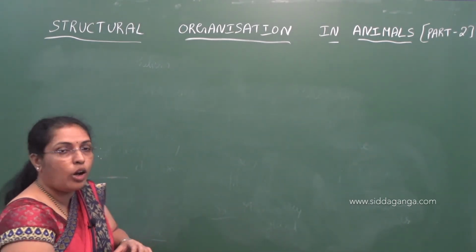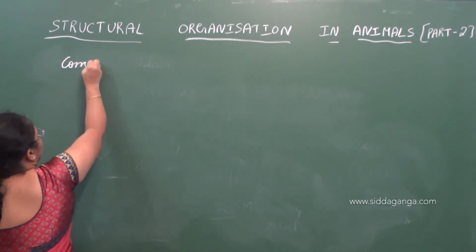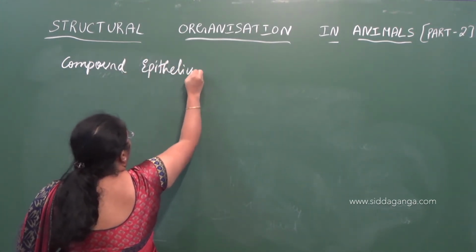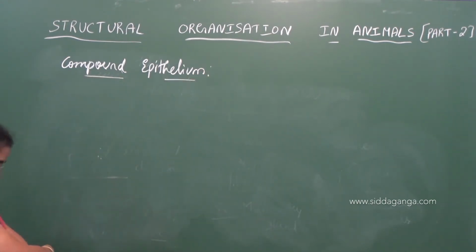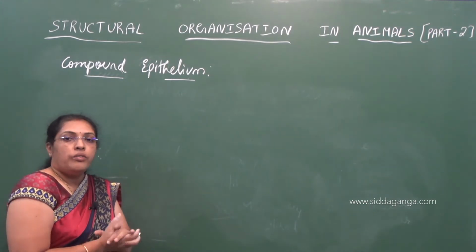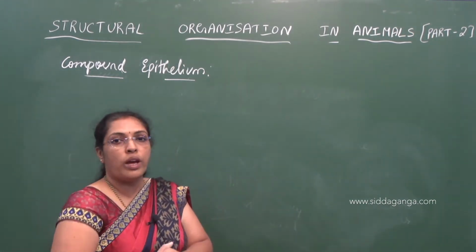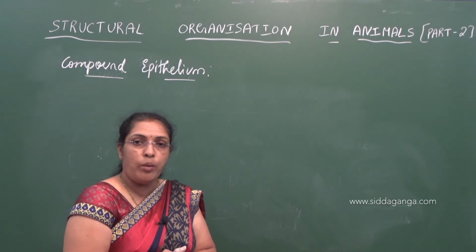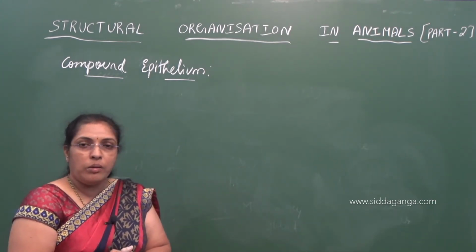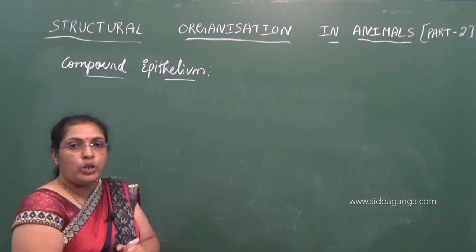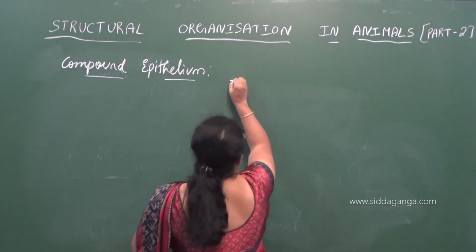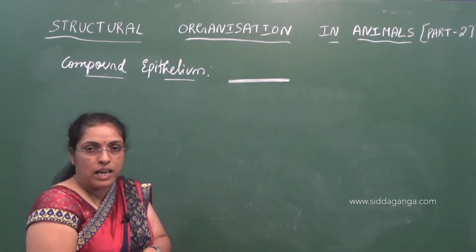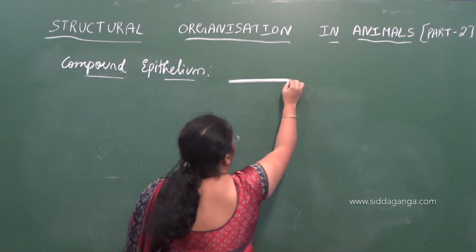So, next we will move on to the compound epithelium. We know that epithelium is classified into two types, simple epithelium and compound epithelium. When a single layer of cells lies above the basement membrane, that type of epithelium is simple epithelium. This is the basement membrane, which is acellular. Acellular means it does not contain any cells. Acellular layer called basement membrane.